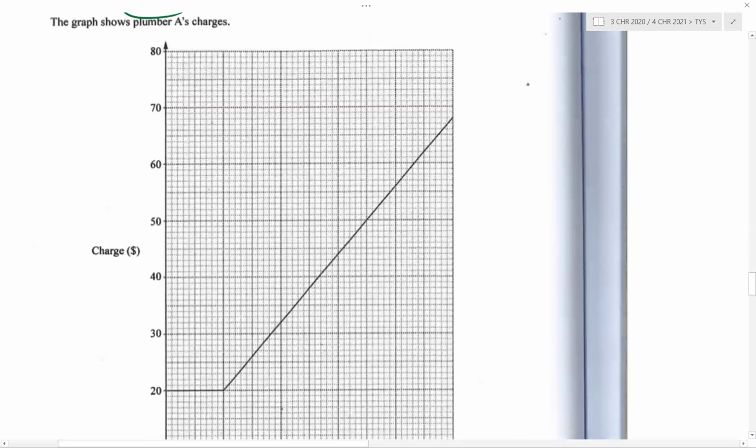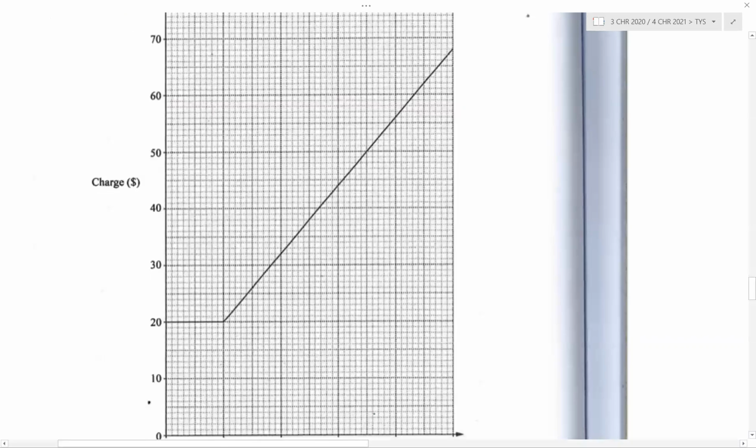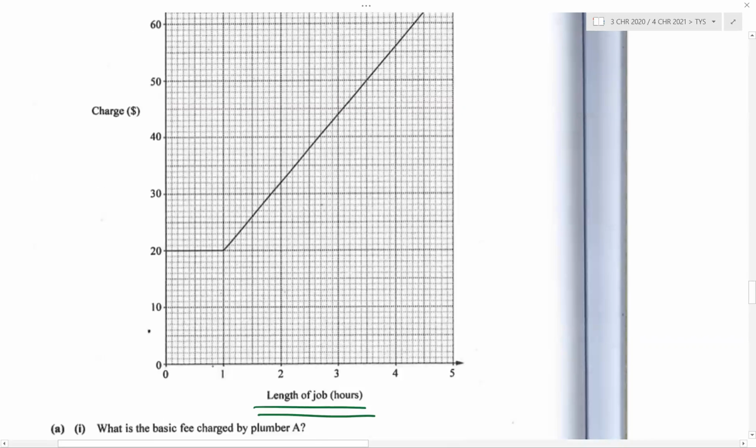The horizontal axis says the duration of the job. For 1 hour, he's going to charge $20. Doesn't matter if you use 1 minute, 20 minutes, 49 minutes, 1 hour, it's going to charge $20. That is called the basic fee. It's like when you take a taxi. The moment you go in, by meter fare, you see $2.70, or I don't know what it is now. That is the flat fee. Haven't added anything else yet.